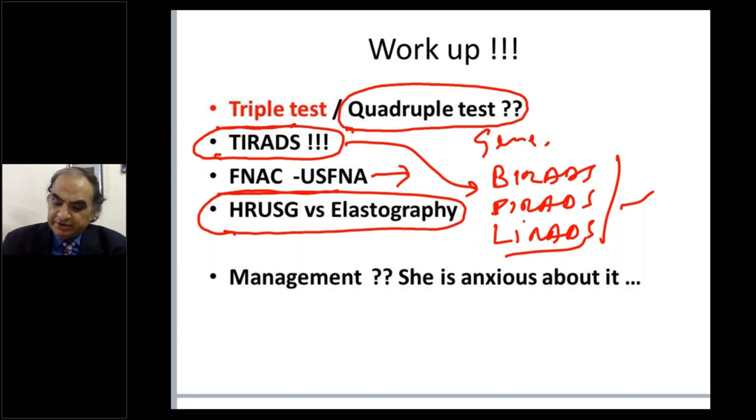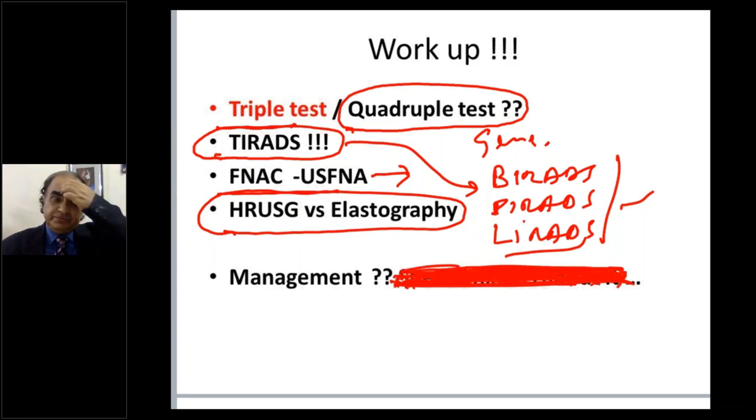And then finally, we have to look at the management part of it. Now, if the lady is anxious about it, we need to consider it differently. I put that cover on it, so we won't presently look at it. We'll look at it once we move to that situation. If the patient is not anxious about it and it's a small nodule, which is not causing any problem, then we may not even bother to operate. You may actually observe these patients. So it is important to understand it.